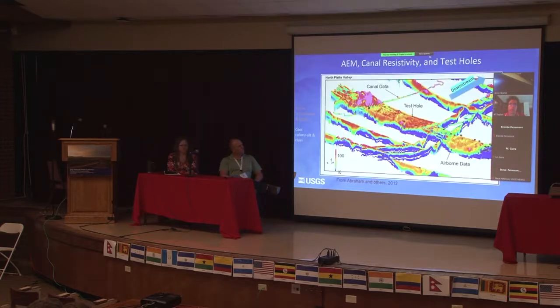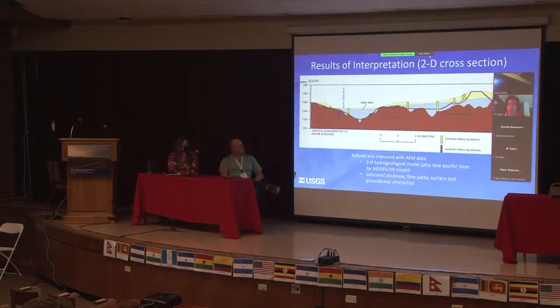So you put all the data together. It was collected, which included the AEM data, the canal resistivity data, plus test holes. You can see the North Platte River downstream in the top right. That's the direction of flow downstream. You can see all that data put together. Fence diagram, you can notice the warm colors are sand and gravel, cool colors are silt and clays.